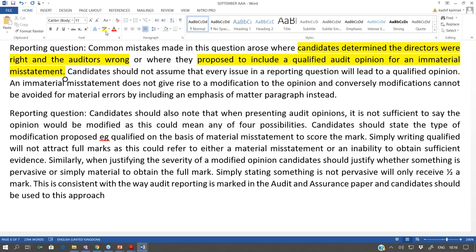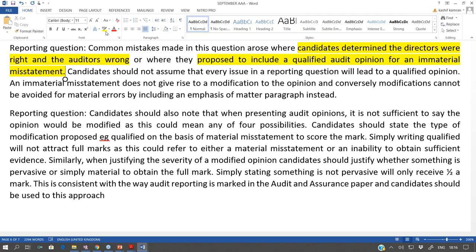Do we give a qualified opinion for an immaterial misstatement? But students do that. I have even seen students in my physical classes who are in such a rush and panic on a reporting question that whatever problem they get, they say qualified opinion. I have no idea why students like qualified opinions so much that for every problem in an exam paper they think, okay, a qualified opinion, a qualified opinion.